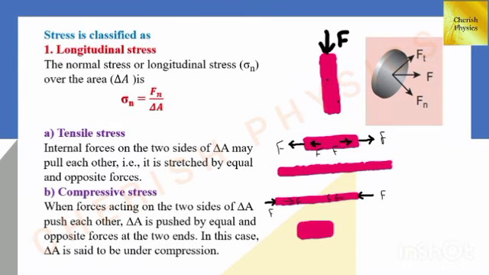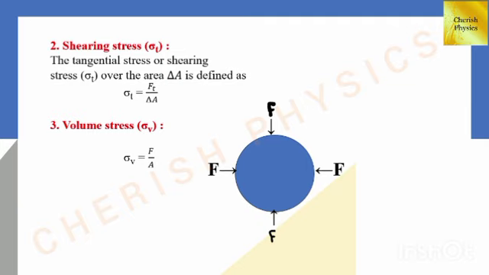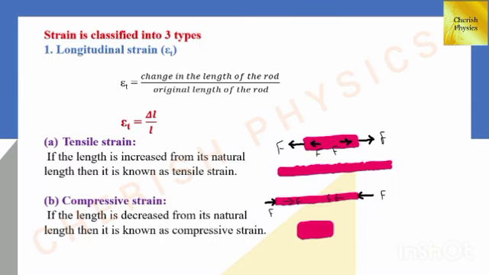Next, the tangential stress or shearing stress over the small area of cross section delta A is equal to tangential force Ft divided by delta A. Third one, volume stress. When force is applied on the object in all directions, it experiences volume stress. Volume stress equals force by area. If stress is classified as longitudinal stress, shearing stress and volume stress, then strain is also classified into longitudinal strain, shearing strain and volume strain.